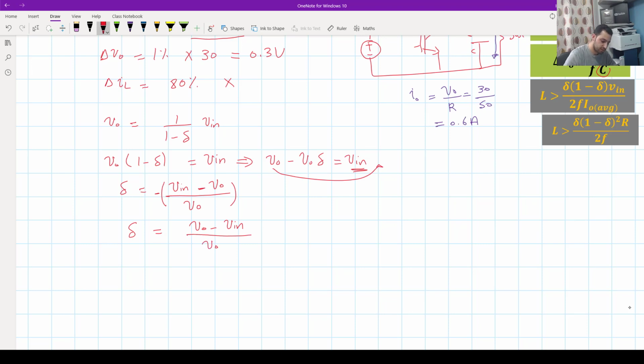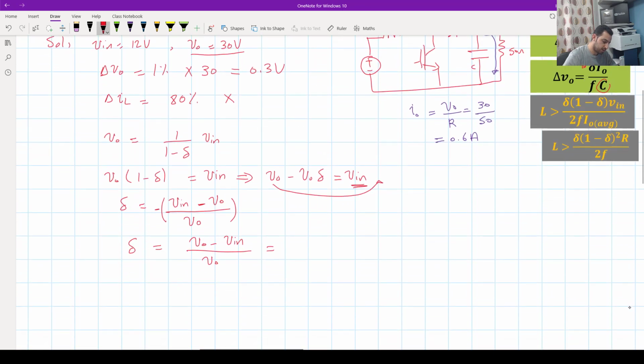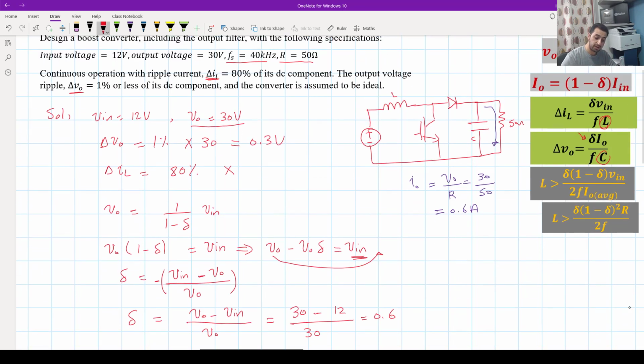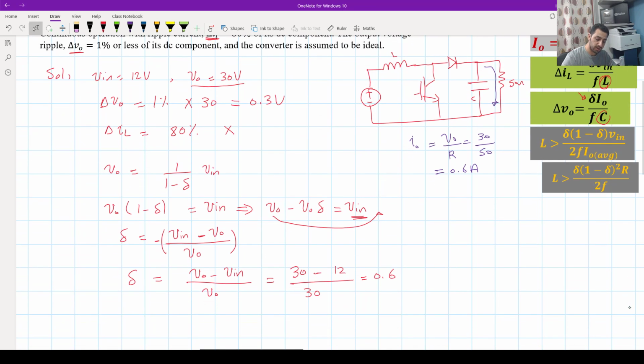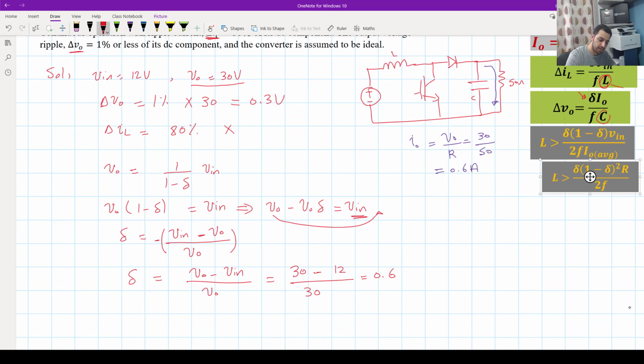So this is the value of delta, and that can be calculated using the V output and V input values. So we have V output, 30, minus V input, 12, divided by 30, and that will give us a value of 0.6. So we know the delta value, so we can now use it to calculate the inductance value and also the capacitance value.